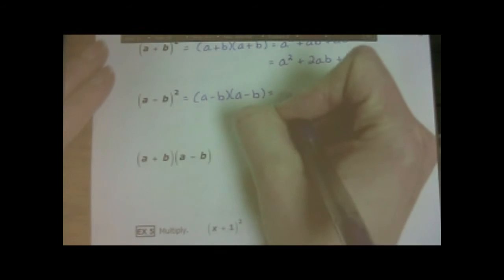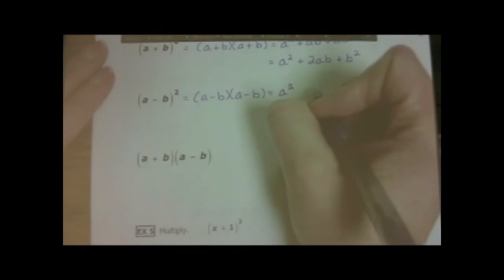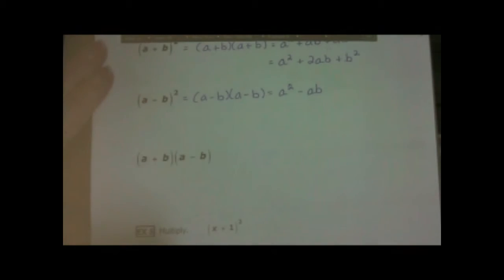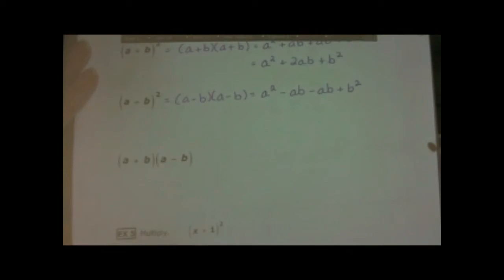First, a times a is a squared. Outers, a times negative b is minus ab. The inners, which is negative b times a, is minus ab. And then we have negative b times negative b is plus b squared. All right? Combine your like terms. So we have a squared. The minus ab and minus ab is minus 2ab. And then plus b squared.